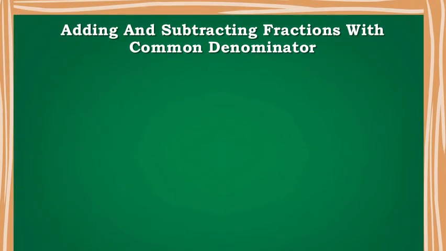We must know and revise adding and subtracting fractions with common denominators. Yes. 1 over 4 plus 2 over 4. When I have the same denominator, I put it out. Then I add. 1 plus 2 will be 3. So the answer will be 3 over 4.